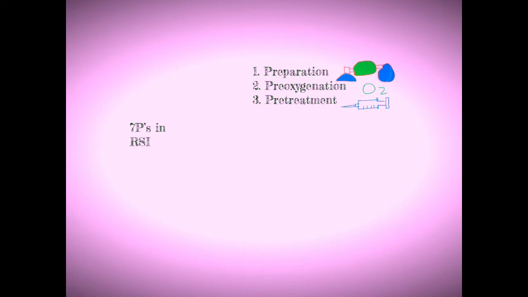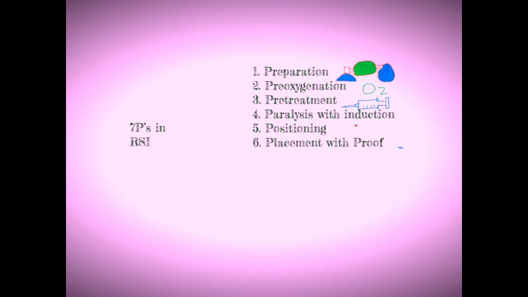There are 7 P's in RSI. First is preparation, number 2 is pre-oxygenation, number 3 pre-treatment, number 4 paralysis with induction, number 5 positioning, number 6 placement with proof, and number 7 post-intubation management.